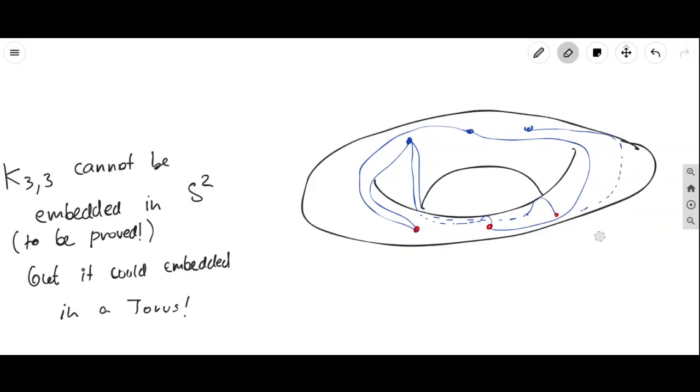So it looks like I'm not able to draw this. Oh, I see what the problem is. For some strange reason, I drew this one again. So maybe I could draw it. Let me try one more time. I was not supposed to draw the edge from here to here because I already drew one.